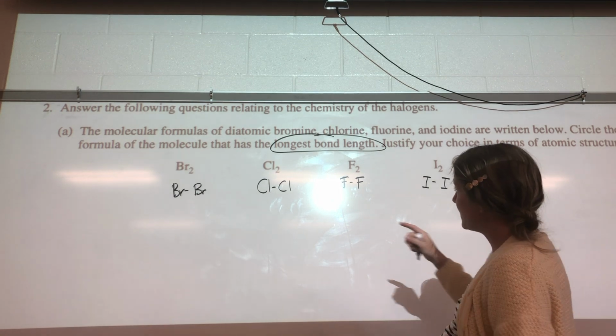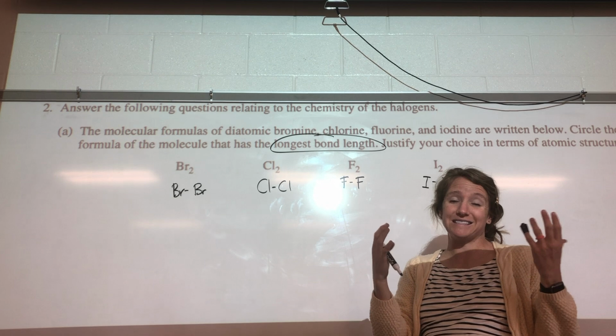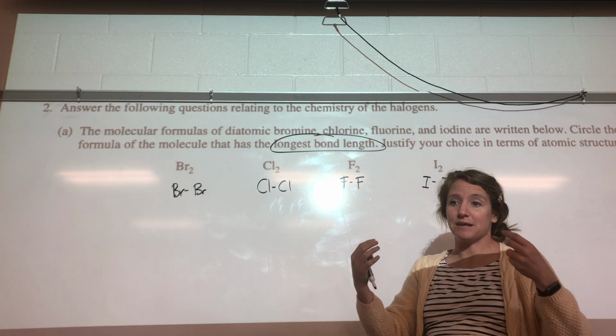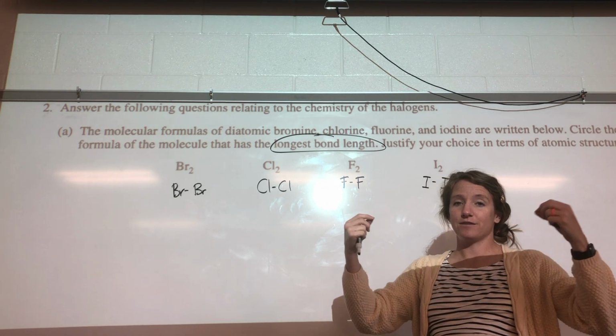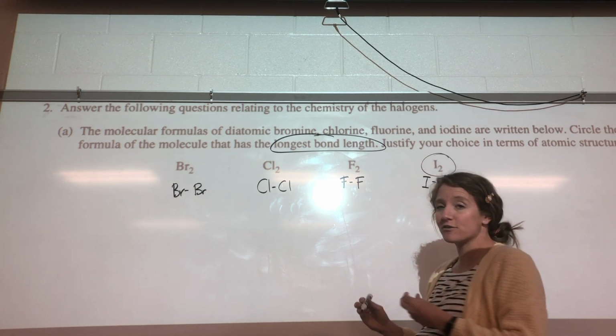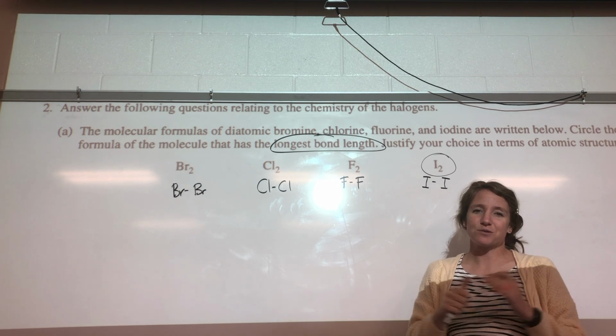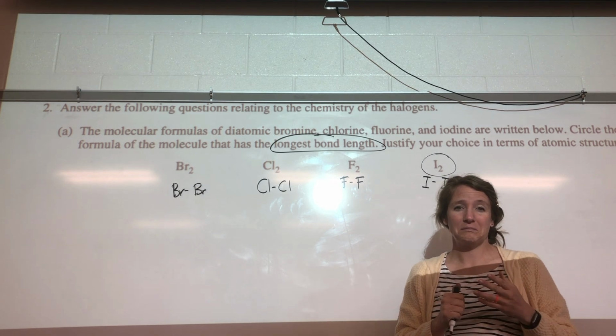And so, because these are all a single bond, the thing that's going to make the bond longer is the size of the atoms, because of the overlap that they're able to have. So since iodine is the largest of the family, because it gets bigger as you go down the periodic table, it's going to have the biggest bond length. Okay?